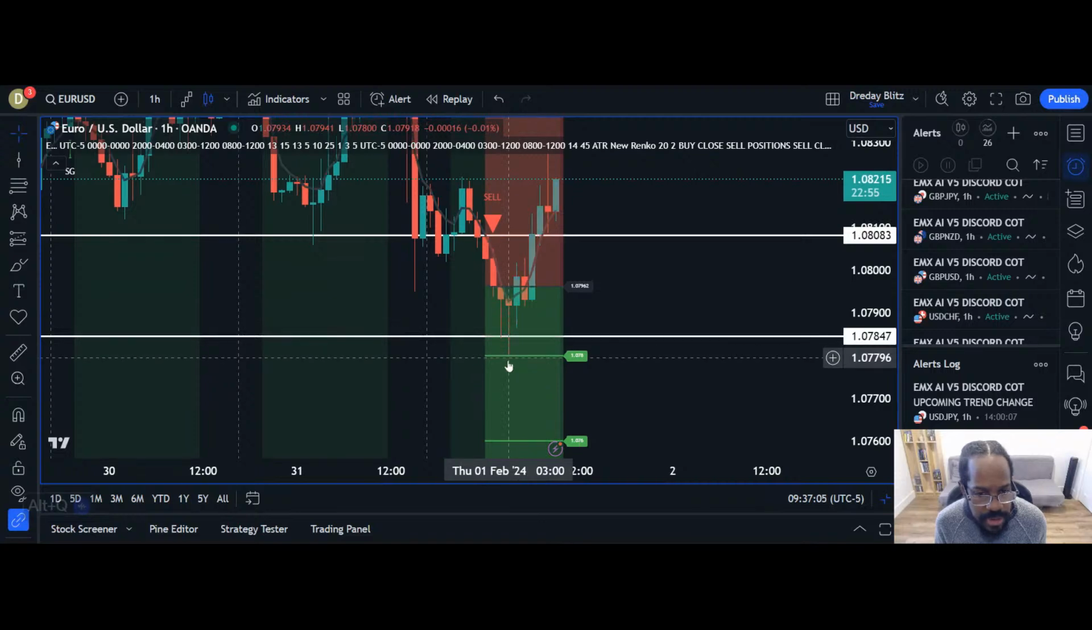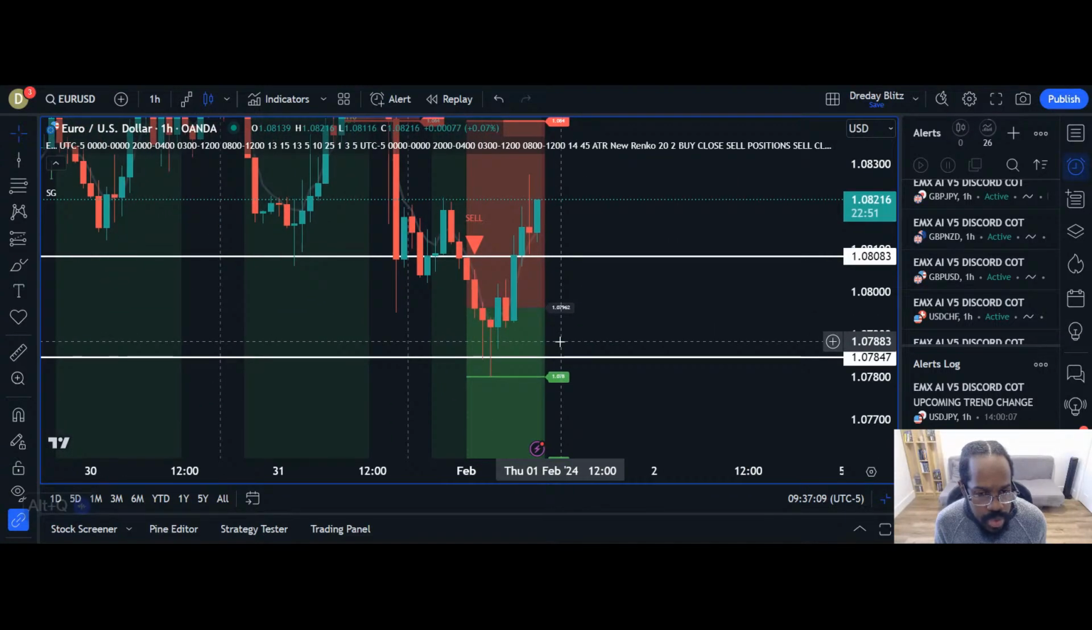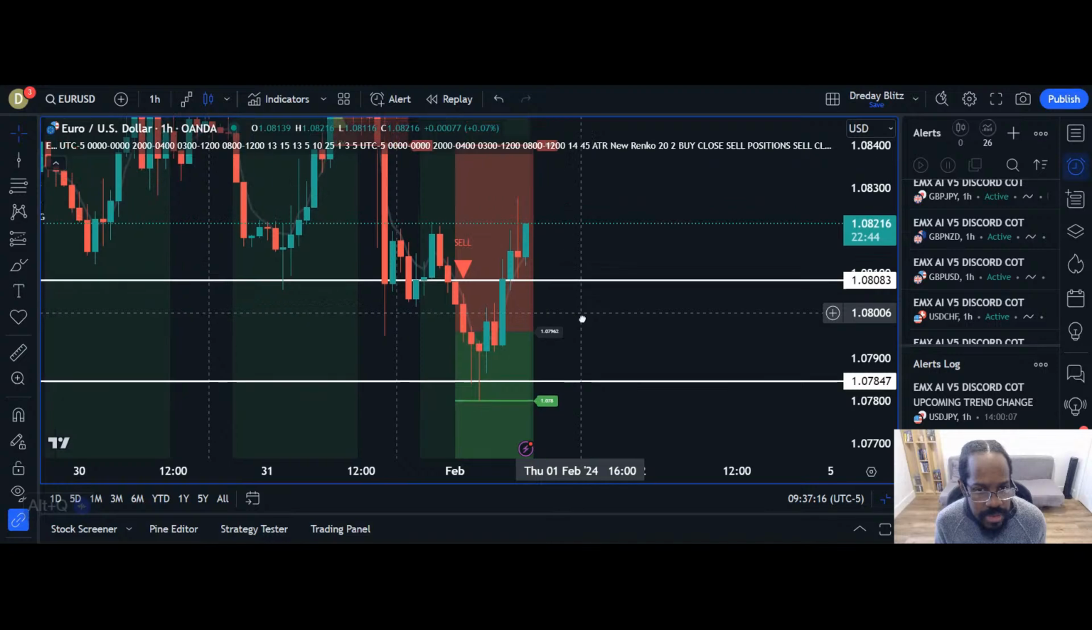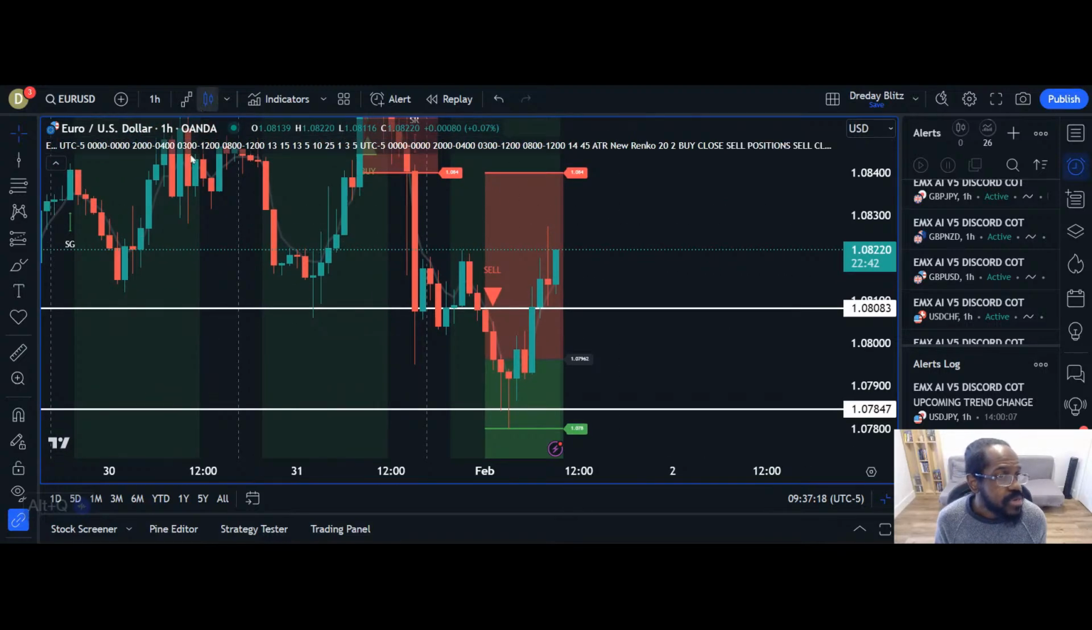The line that I put in, that was a line that I put in since Tuesday. That's what I was looking for, and that's exactly what happened. Going back down, starting to go up. So that's perfect.